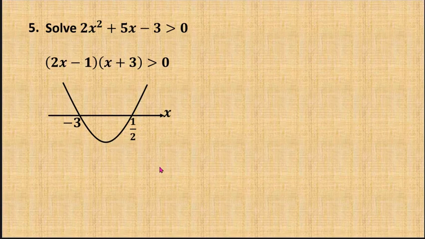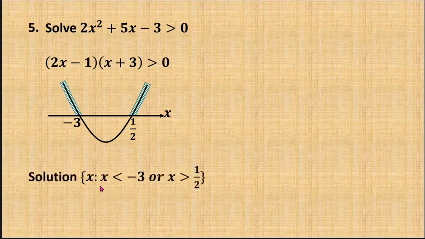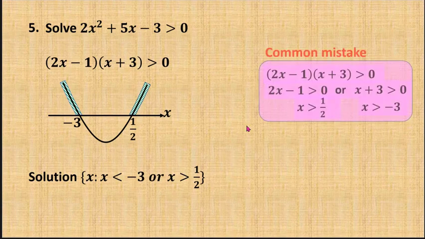Next, since the inequality is greater than 0, the part of the graph which is above the x-axis should be marked. So, the solution is x less than negative 3 or x greater than 1 over 2. And this is the common mistake made by many students when solving quadratic inequalities. So, students, please take note.